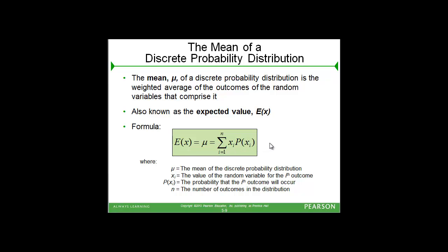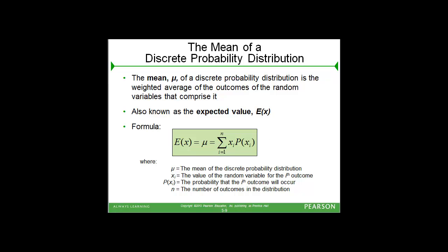For example, if there are 3 random variables here, x1, x2, and x3, then this formula equals x1 times the probability of x1 plus x2 times the probability of x2 plus x3 times the probability of x3.